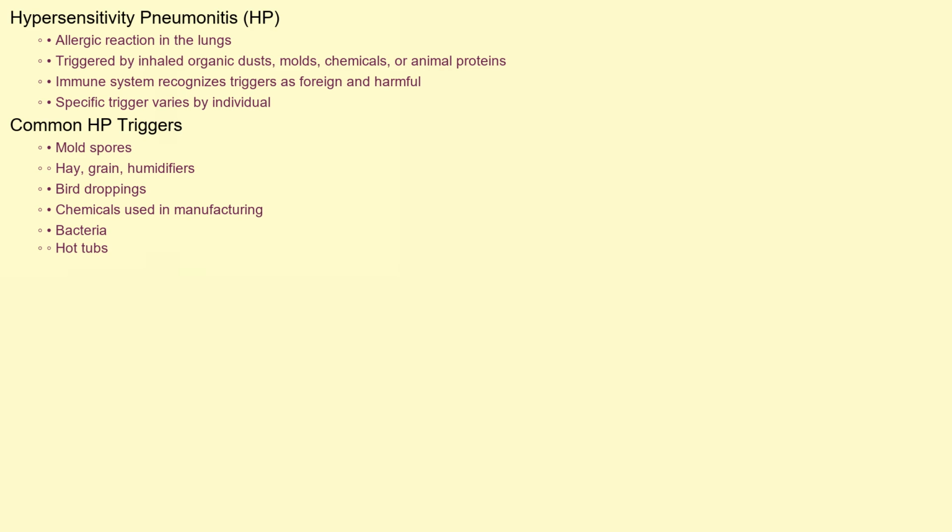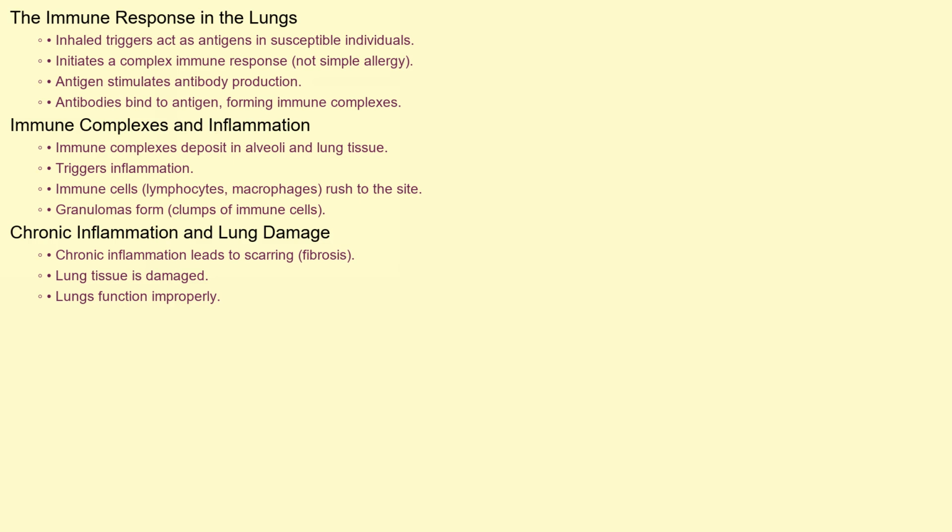Common culprits include mold spores from hay, grain or humidifiers, bird droppings, chemicals used in manufacturing, and even certain types of bacteria found in hot tubs. The specific trigger varies from person to person, and what causes HP in one individual might not affect another at all. Now, let's talk about what happens inside your lungs when you breathe in these triggers.